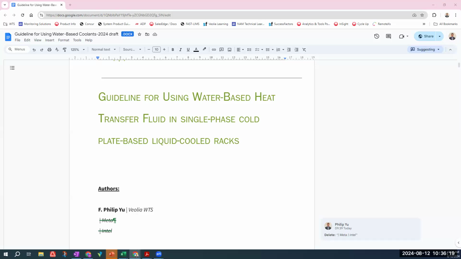Hi, Philip, this is Bruno, quick question. Is this document on the wiki page? I see the cold plate based documents, the propylene glycol and the water base. I don't see the dielectric document attached on the wiki page. If you can just throw that in there as well for people to review.